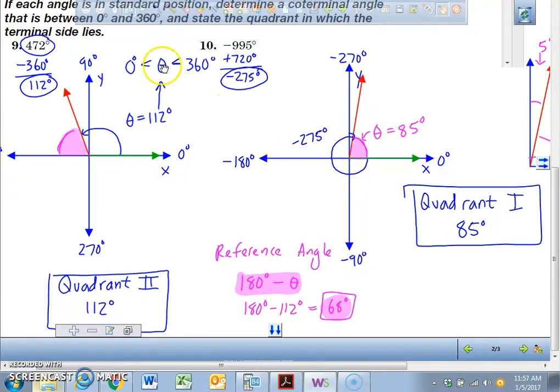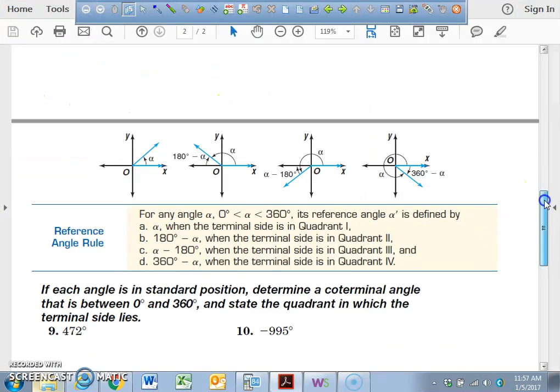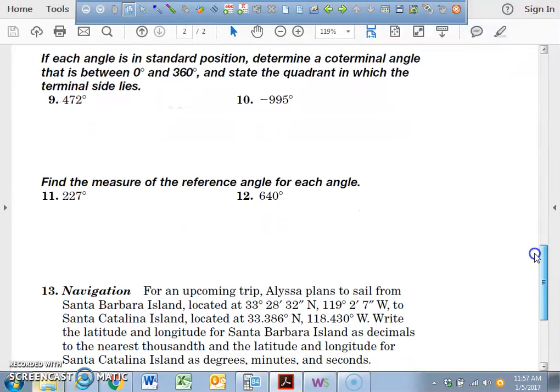Now, your job right now is to figure out the reference angles for these two right here. They're both positive numbers, so it should be pretty easy. I want you guys to do the same strategy and find your reference angle for these.